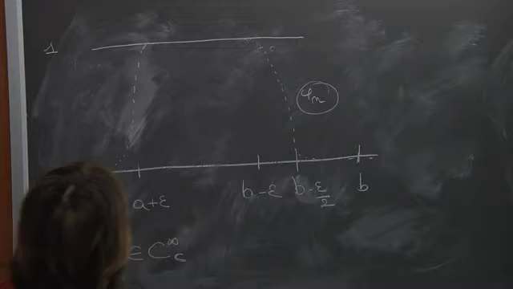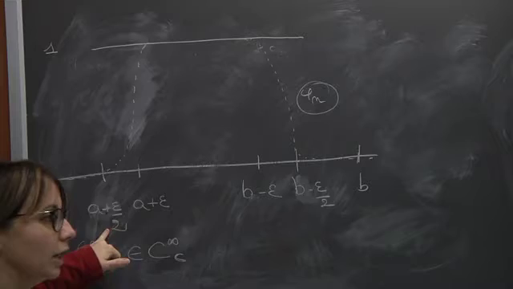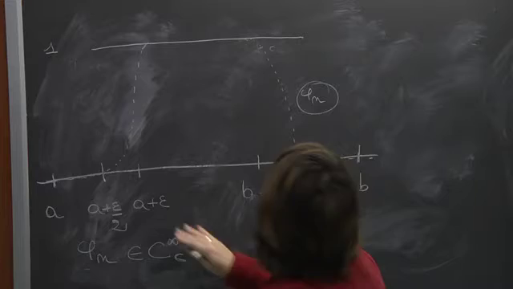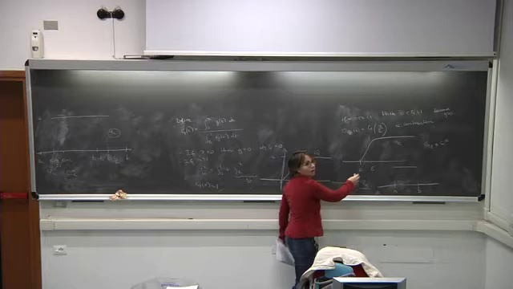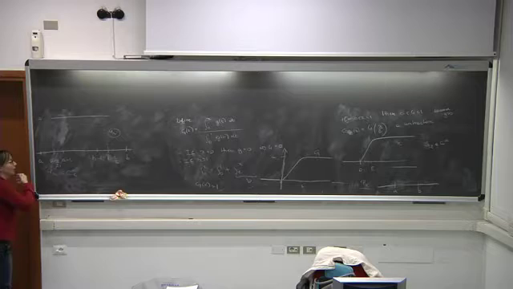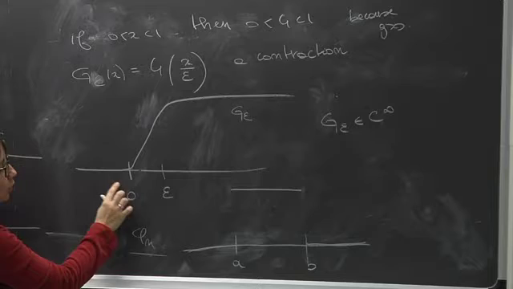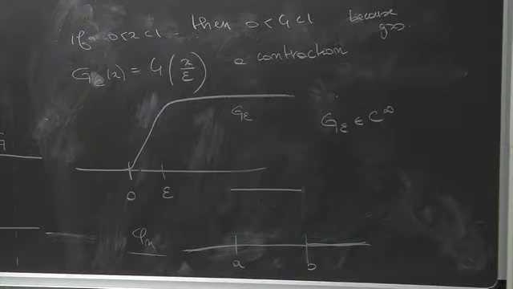Epsilon is 1 over 2. I took A plus epsilon over 2. A plus epsilon over 2 plays the role of 0 here, okay? While A plus epsilon plays the role of epsilon, okay? I defined it by the drawing. I mean, just so you understand that, the delicate point is how to define a transition from 0 to 1 in a C infinity way, okay? This was somehow the difficult part. So then you can do the details, but the meaning was this, okay?